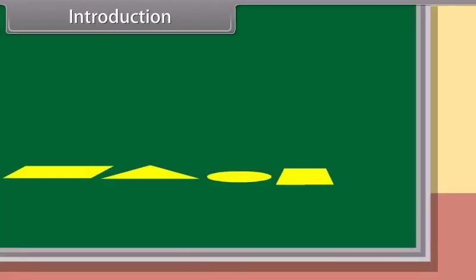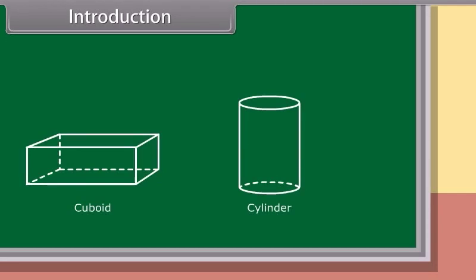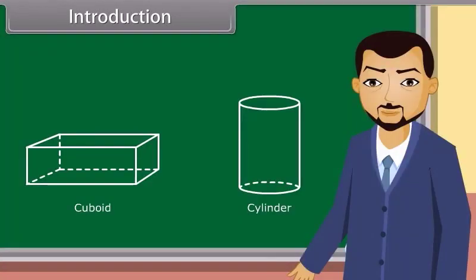If we cut out these plane figures of the same shape and size from a cardboard sheet and stack them up in a vertical pile, we shall obtain some solid figures such as a cuboid, a cylinder, etc.